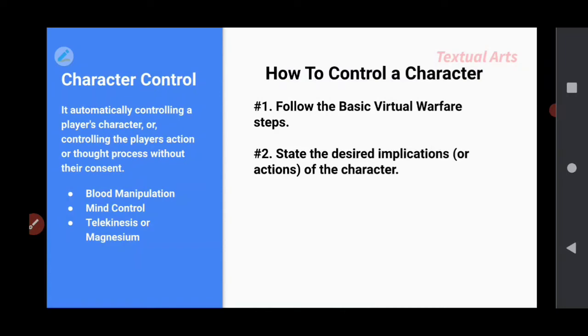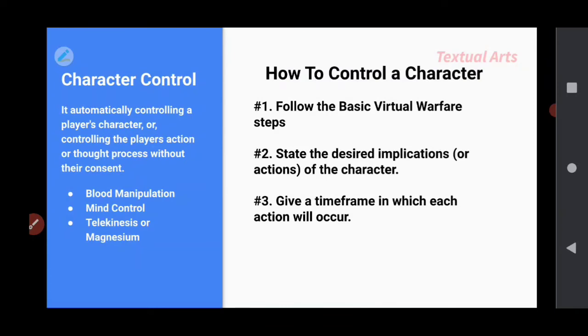These are the basic steps, like number one. These are the basic steps you need to follow, and it correlates with the second rule, which is the stated desired implications or actions of that character. The third rule is given a time frame in which each action will occur. Now, this is one thing that people tend to ignore.